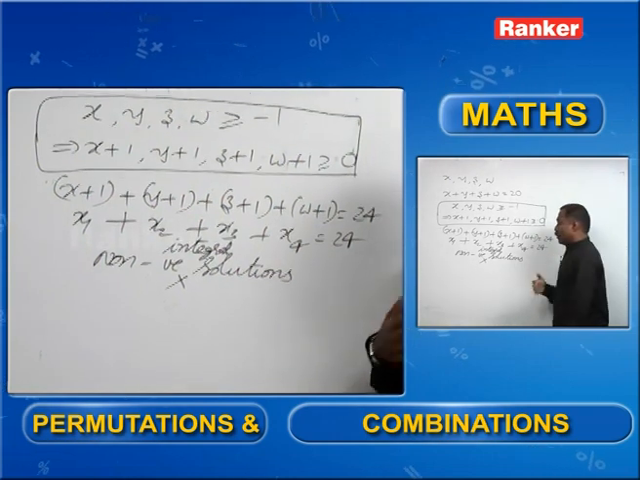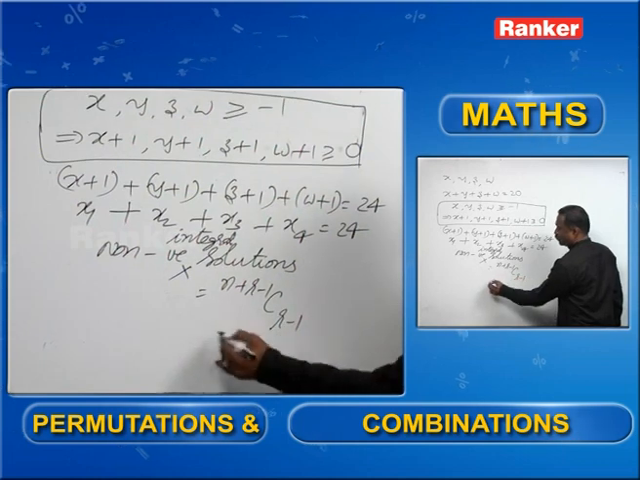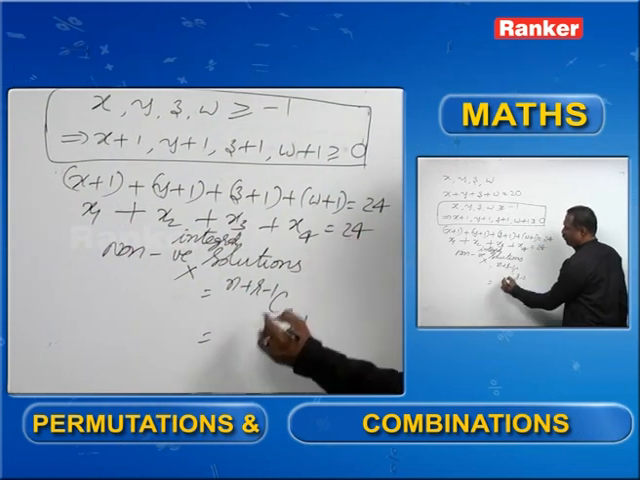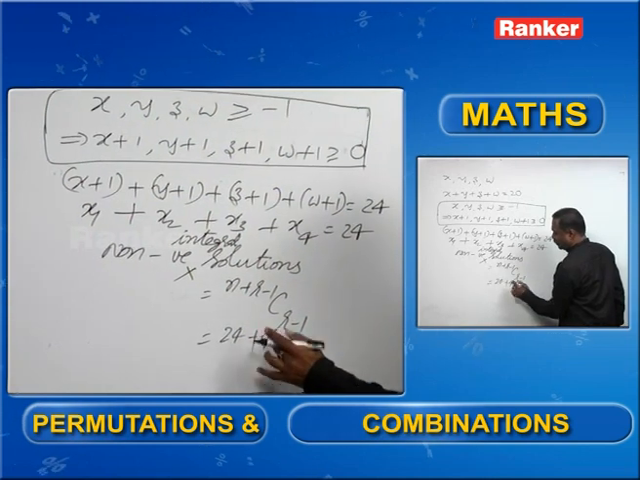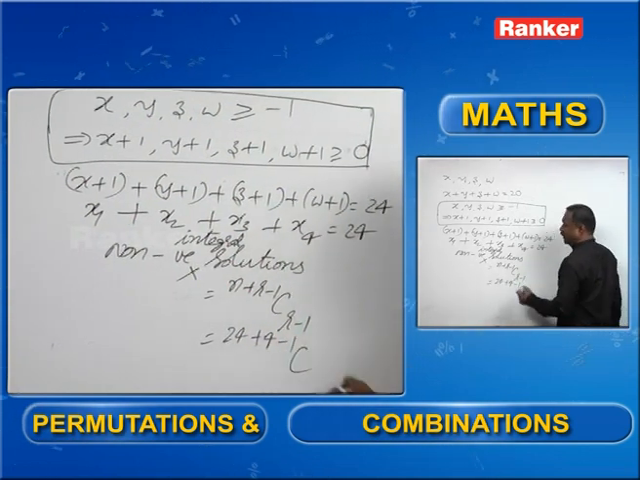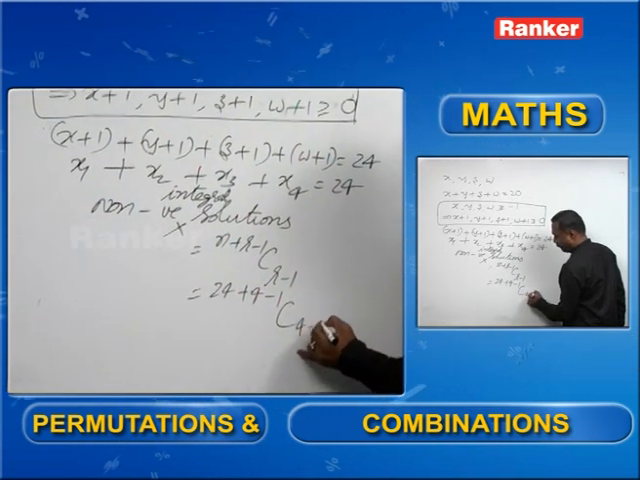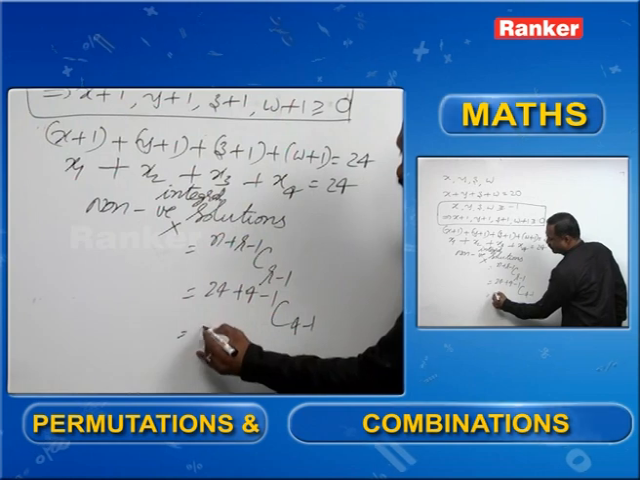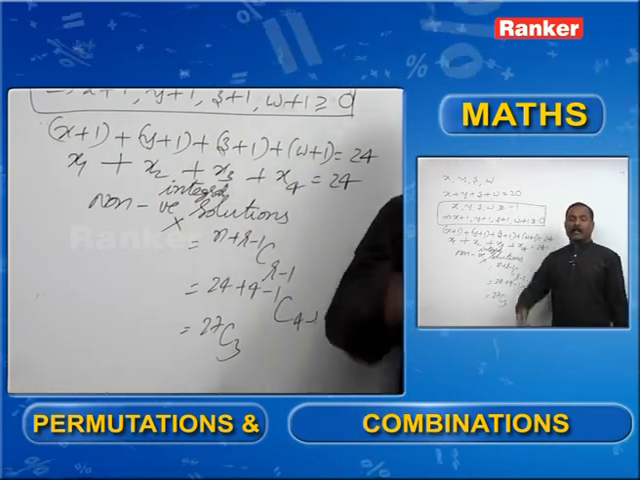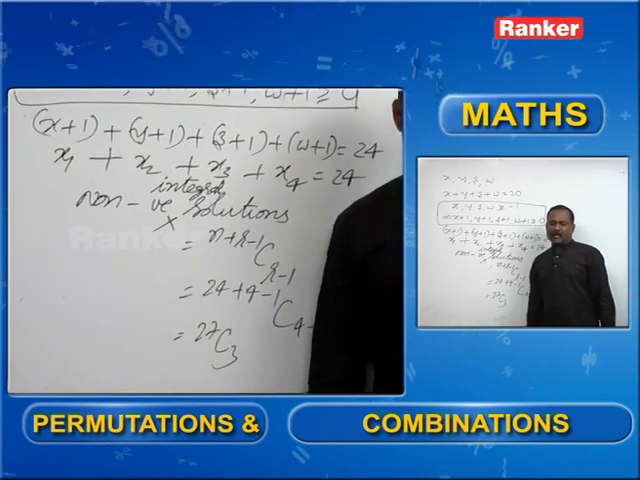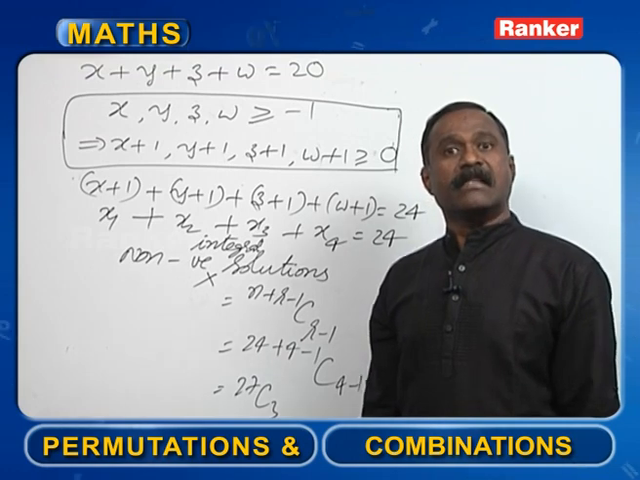So, it should be the formula n plus r minus 1 c r minus 1. What is n here? It is 24. What is r here? It is 4, so r minus 1 is 3. So it is 27c3. If you simplify this, you'll be getting 27c3 as the answer. Fourth option, you can clearly see that.